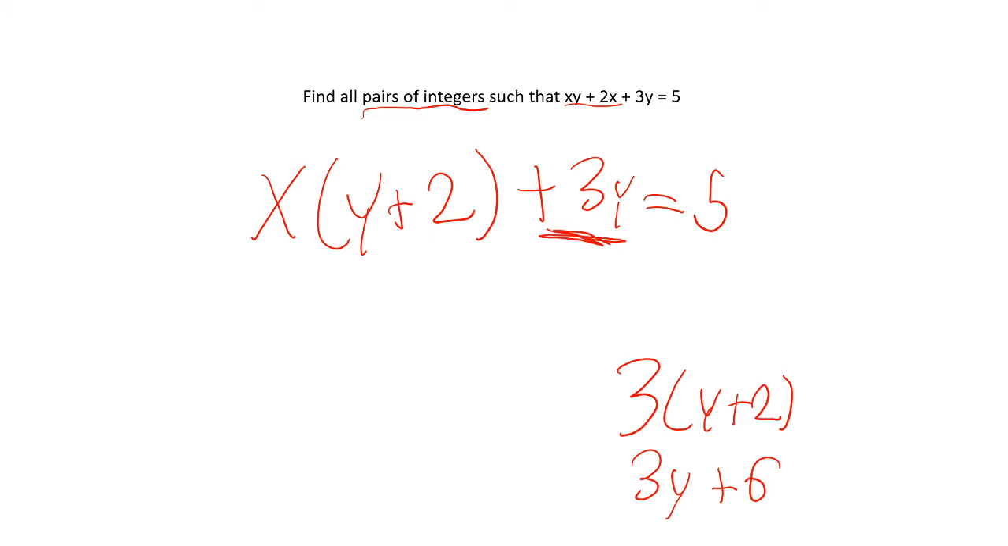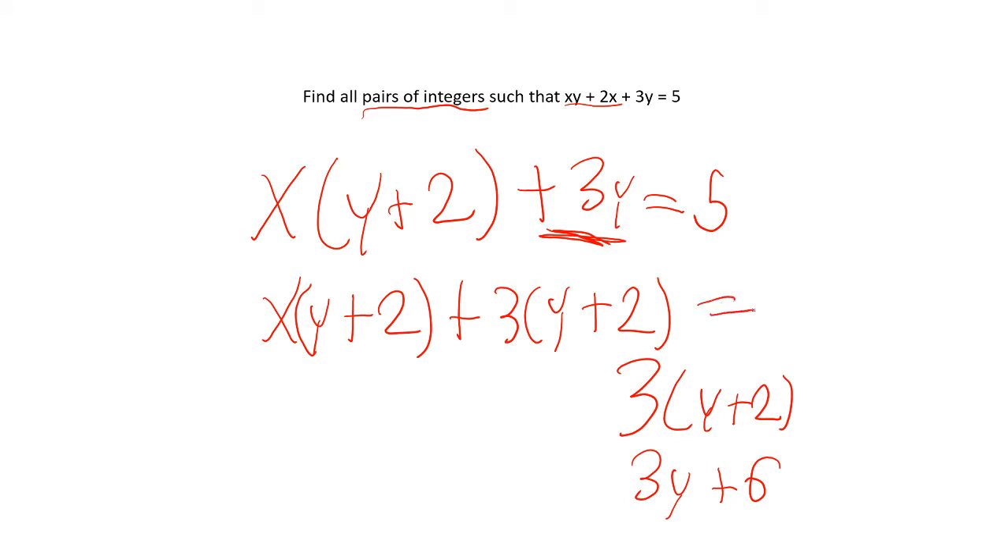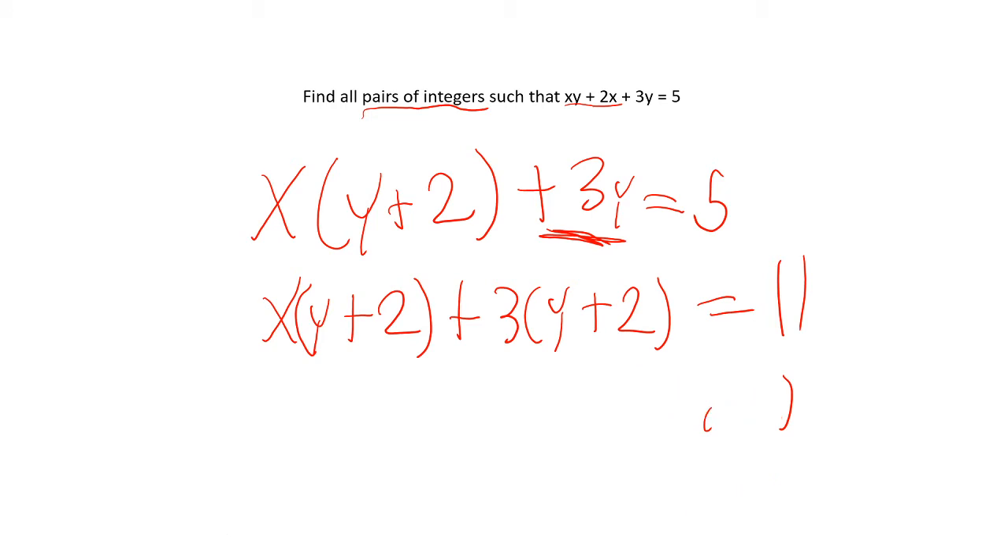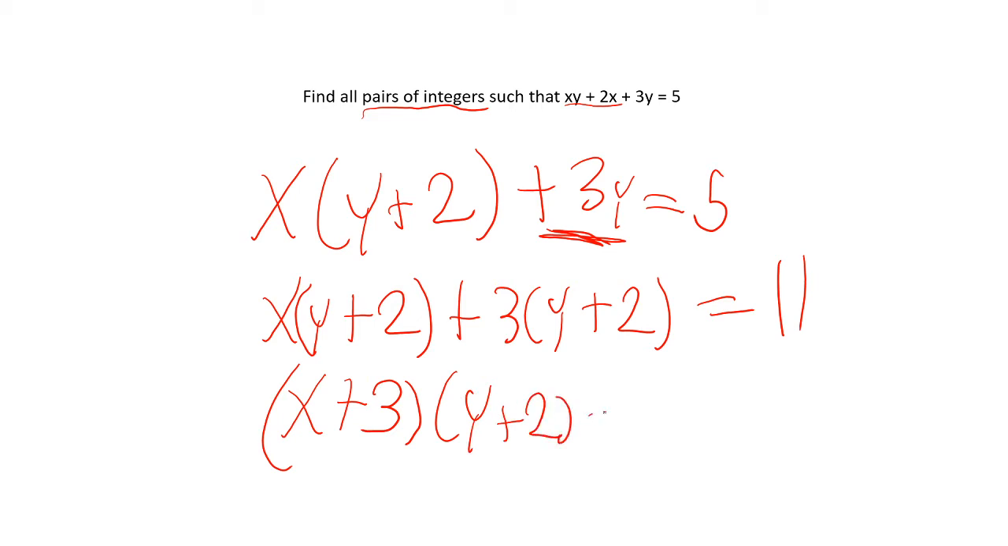So we're going to use some algebraic manipulation in this problem. We're going to manipulate the equation by adding 6 to both sides. So I'm going to have x times y plus 2, plus 3 times y plus 2, equals 5 plus 6, which is 11. Now this can be factored into a product of binomials: x plus 3 multiplied by y plus 2 is equal to 11.